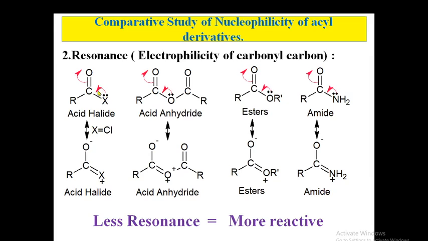As there is no effective resonance, this carbonyl carbon bears the strong minus I effect of the halogens, and therefore this carbonyl carbon becomes more and more electrophilic, and the acid halides are the most reactive among all four acid derivatives. I think all of you are getting this reactivity order and how we have explained it. So always remember this one rule: less resonance, more reactive is the compound.